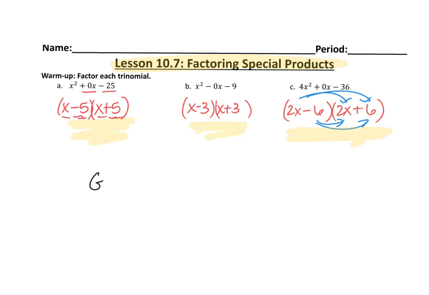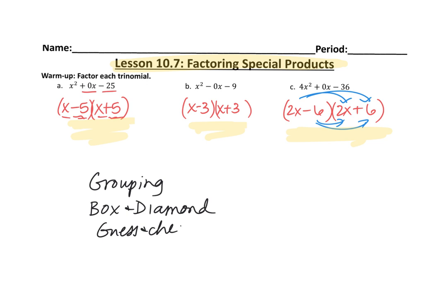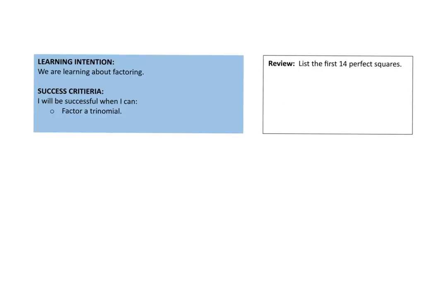You can factor by grouping. You can factor using box and diamond, or you can factor using guess and check. Okay, so any of those methods will work, but today I'm going to go over some shortcuts. All right, so our learning intention for today is we are still learning about factoring, and we're going to talk about some shortcuts that you can use when you are factoring. You'll be successful when you can factor a trinomial using those shortcuts, and if you don't notice those shortcuts, you can definitely just use the other methods that we've learned this module.